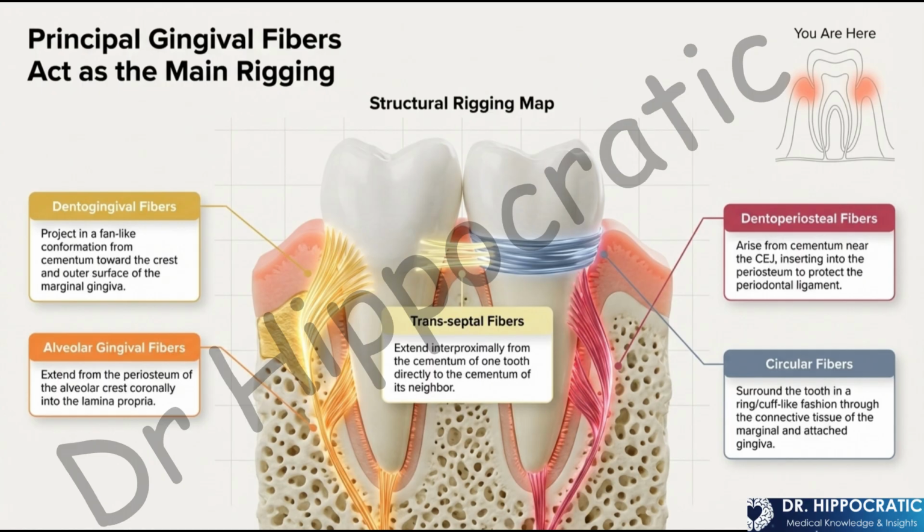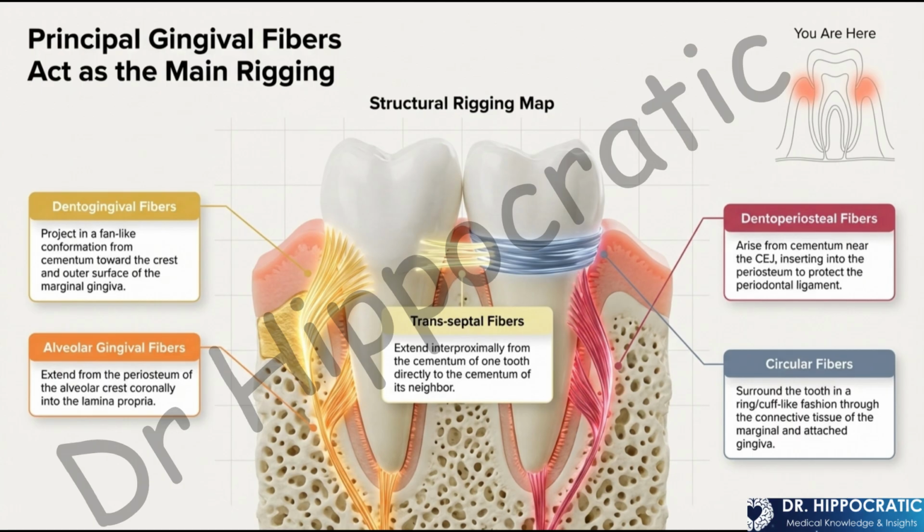You have the dentogingival fibers projecting in a fan shape from the tooth cementum up into the gums, the alveolar gingival fibers extending from the bone periosteum up into the lamina propria. And my personal favorite, the transeptal fibers. Why are those your favorite? Because they extend straight across from the root of one tooth directly into the root of its neighbor. They literally tie the towers together so they share the load of a heavy bite. Oh, teamwork. I love that.